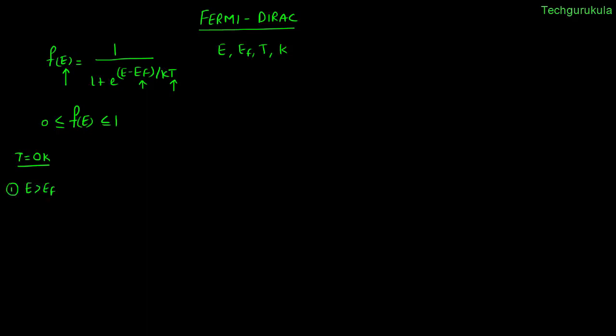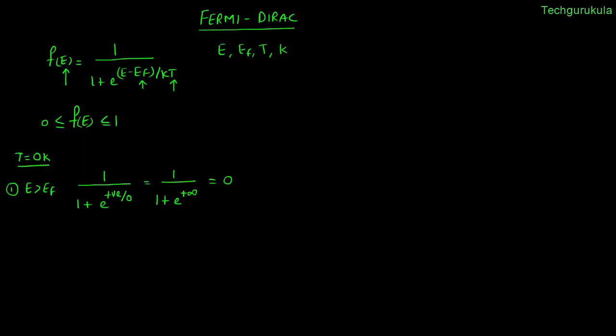Let me take this to be the first case, where the f of E value would be 1 over 1 plus e to the power, as E is greater than EF, positive, over kT, where T is 0. So this would be 1 over 1 plus e to the power plus infinity, which is equal to 0. This tells us that the probability of finding electrons above the Fermi energy level is 0 at T equal to 0 Kelvin.